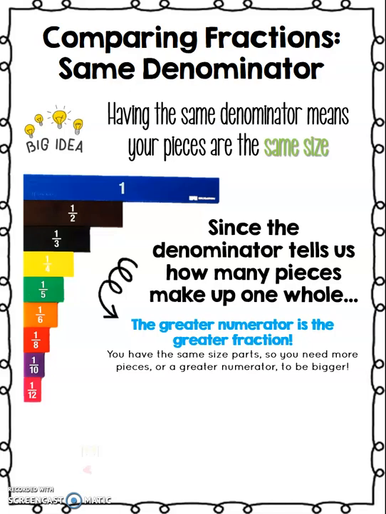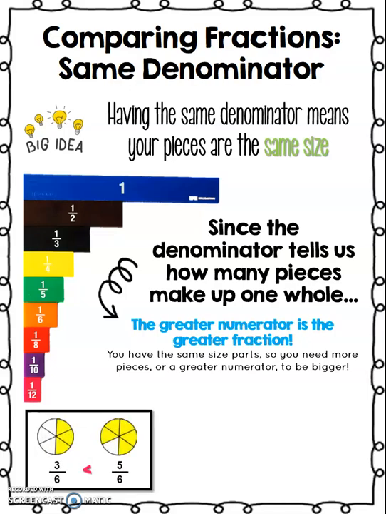we need more pieces, or a greater numerator, in order to be bigger. And we can see this with fraction circles. In 3/6 and 5/6, I have the exact same size pieces. Both of these circles are split into 6 equal size pieces. I need to look at the numerator, the 3 and the 5, to see which one is greater. Since 5 is greater than 3, the fraction 5/6 is greater than 3/6.